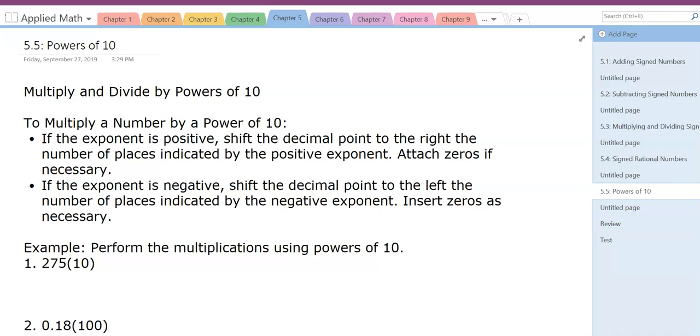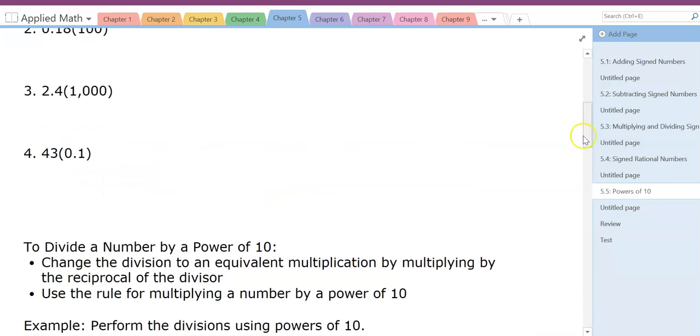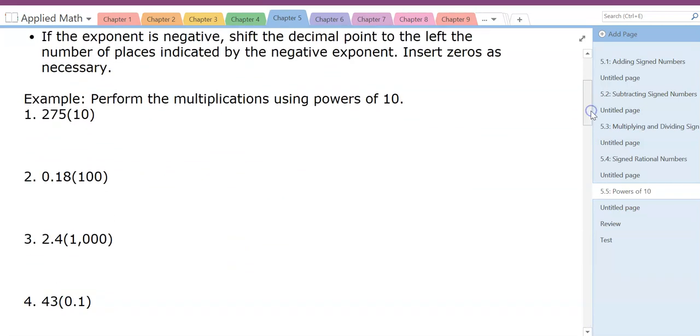So for 10, you would move it one time, because 10 has one zero. For 100, you would move it two times, because 100 has two zeros. And then you just fill in any empty spaces with a zero. If you're going the other way, like when you're dividing, then you move the decimal to the left instead.